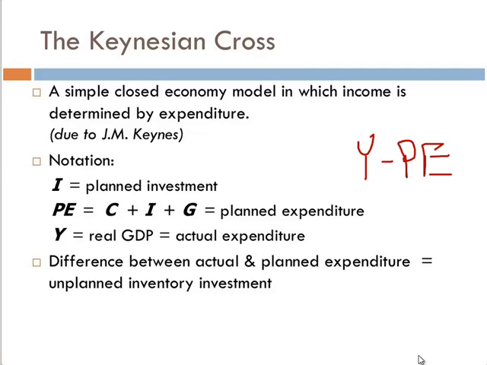All right, so let me go back and make sure I've defined my notation correctly. I is planned investment, so that's how much businesses plan to spend. C is planned consumption, so that's how much consumers plan to spend. And G is government expenditure, and we just assume that's exogenous. PE is the total planned expenditure. You could think of that as planned income, or planned real GDP. That's what we want to have happen. And Y is real GDP. It's actually what happened.